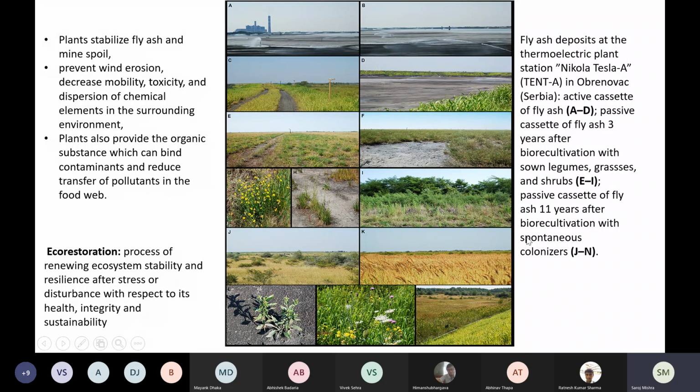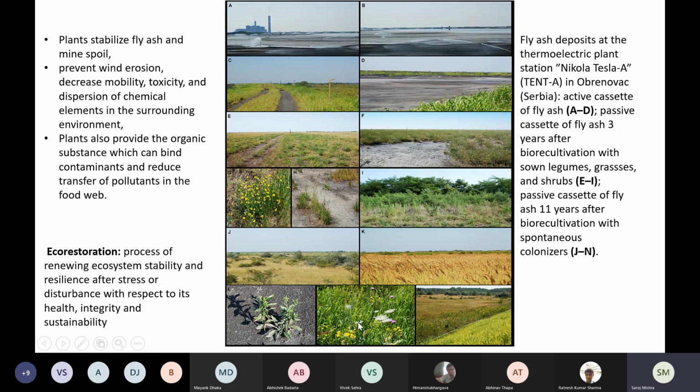So 11 years after biorecultivation, you see now that, even, they may have put some plants which are brought from outside and planted on the soil, because now the conditions are suitable for these plants to grow here.